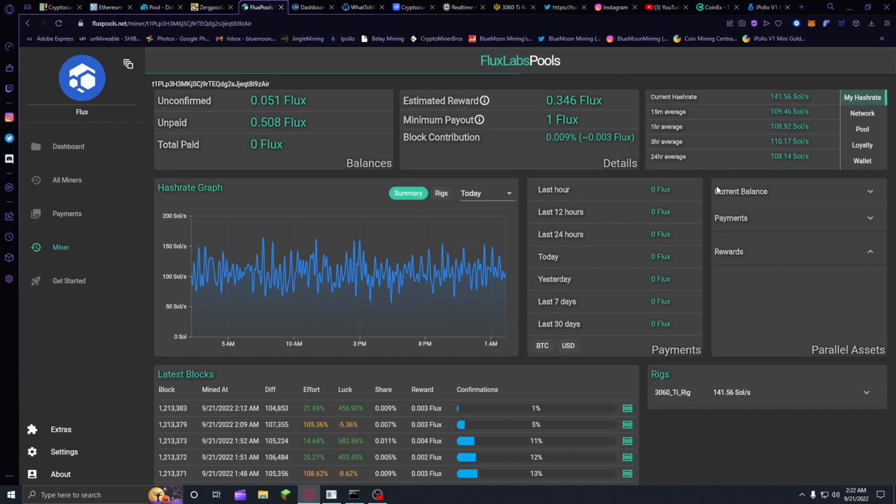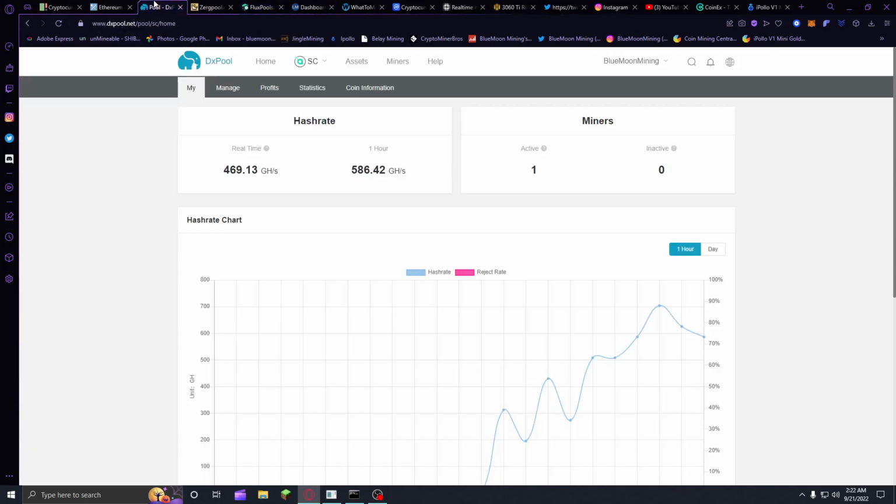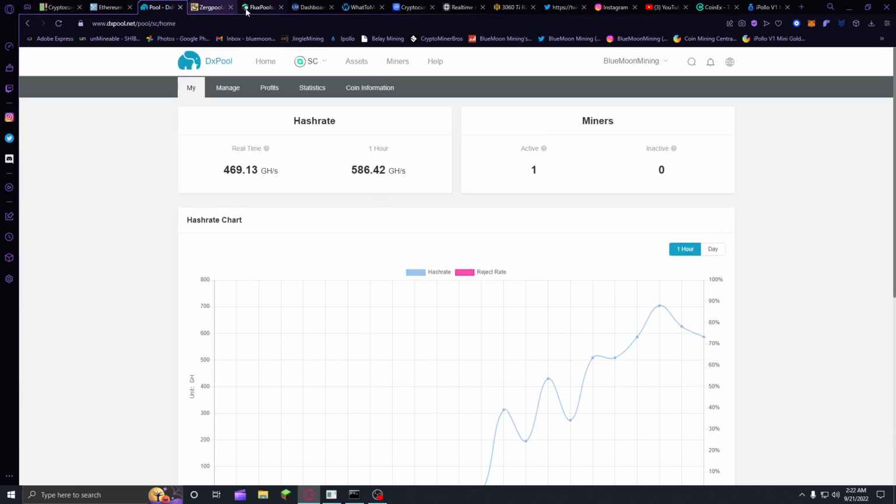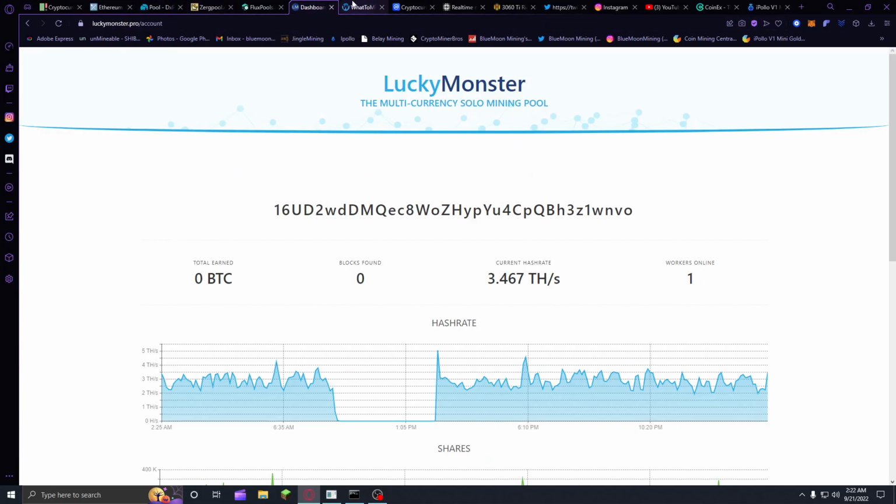I'm mining Flux, and of course I have my handshake doing a 24-hour test right now. Just running it on DX Pool, so we'll see how that goes.